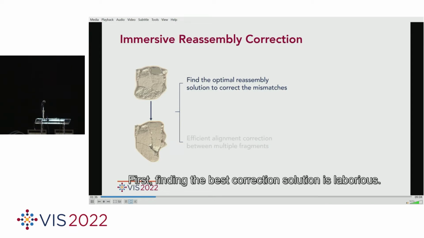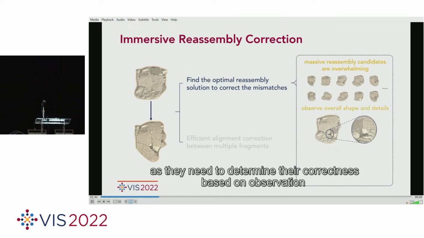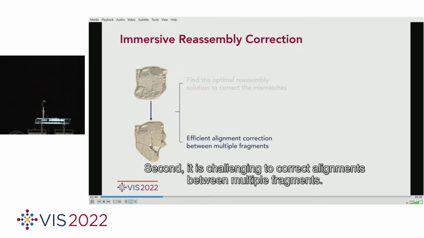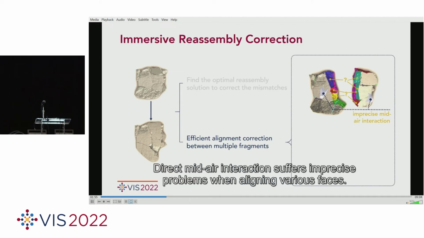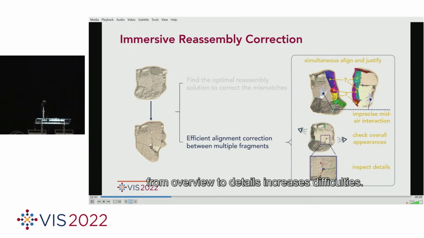First, finding the best correction solution is laborious. The massive candidates are overwhelming for experts, as they need to determine their correctness based on observation and comparison of shapes and match relations. Second, it is challenging to correct alignments between multiple fragments. Direct mid-air interactions suffer imprecision when aligning various faces. Moreover, transforming fragments while checking their correctness from overview to details increases difficulties.